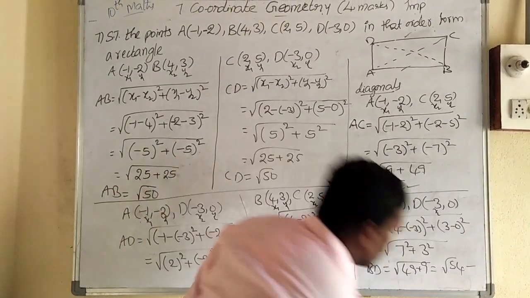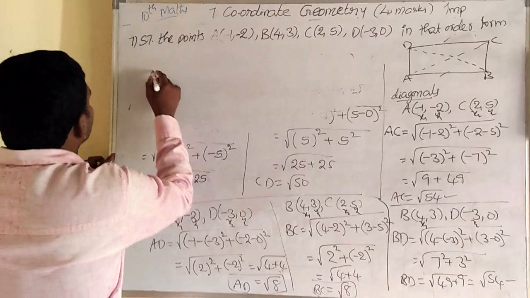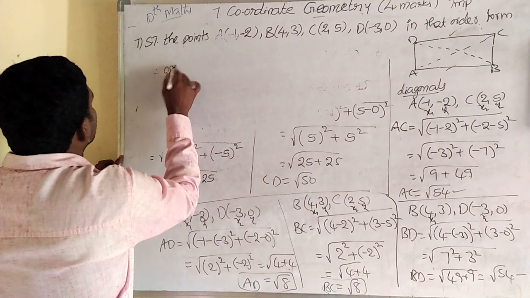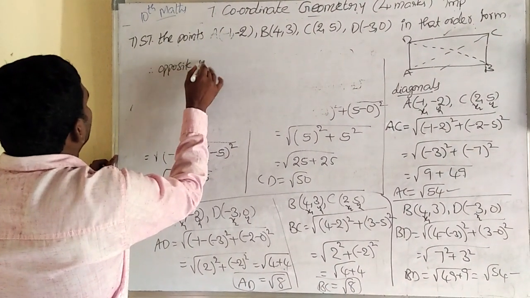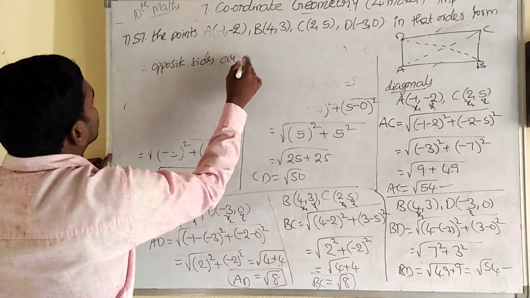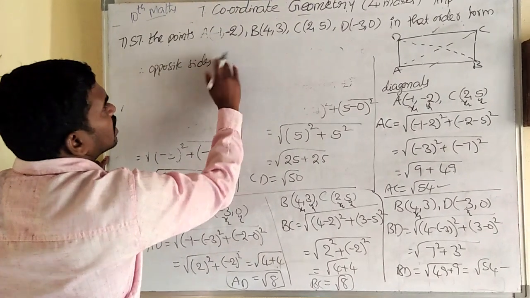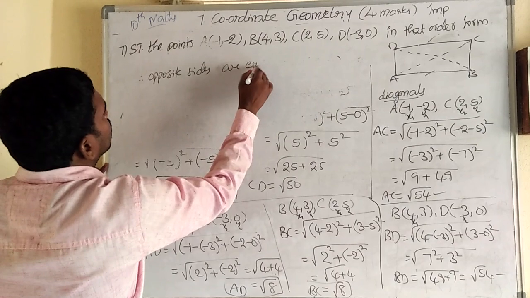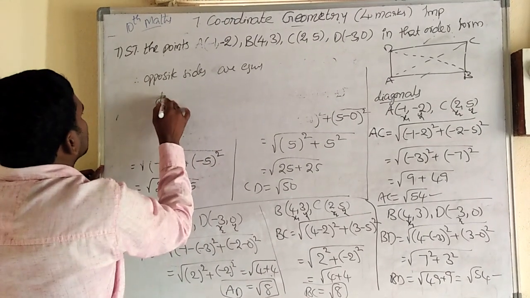The solution. I'm going to write the solution. Therefore, opposite sides are equal, and diagonals are equal.